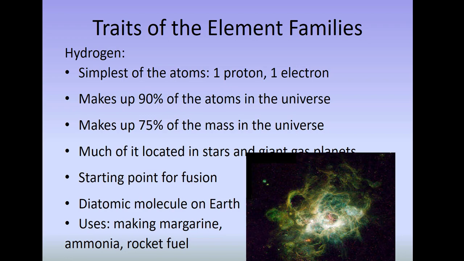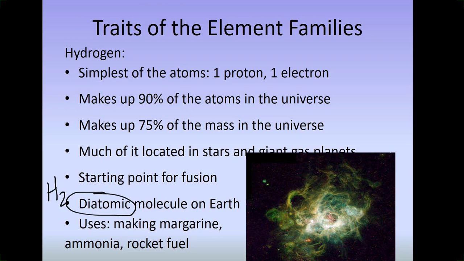On Earth, it is a diatomic molecule. So remember, diatomic means two atoms. So hydrogen always has to have a buddy. If it's not with a different element, then it will buddy up with itself. So we call it H2. This is hydrogen. So what are some of the uses on Earth?